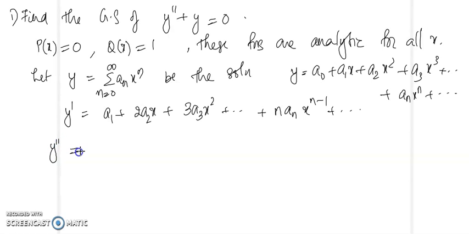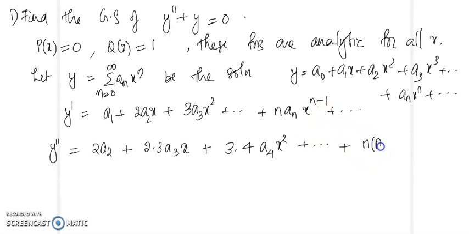And y double dash will be a2 plus 2 into 3 a3x plus 3 into 4 a4x square plus etc. So here you will have n into n minus 1 an x raised to n minus 2 plus etc. So now equating the coefficients.